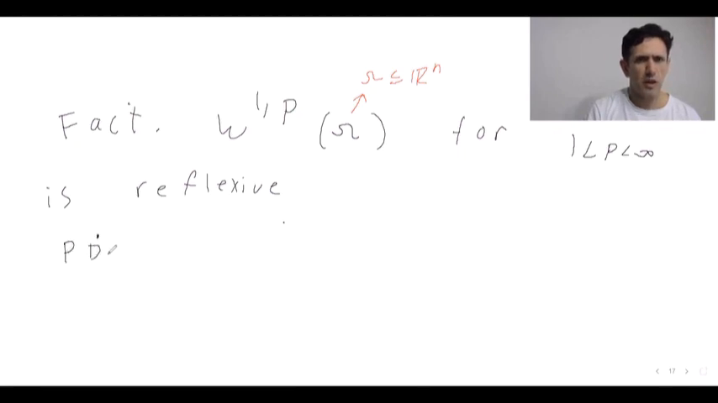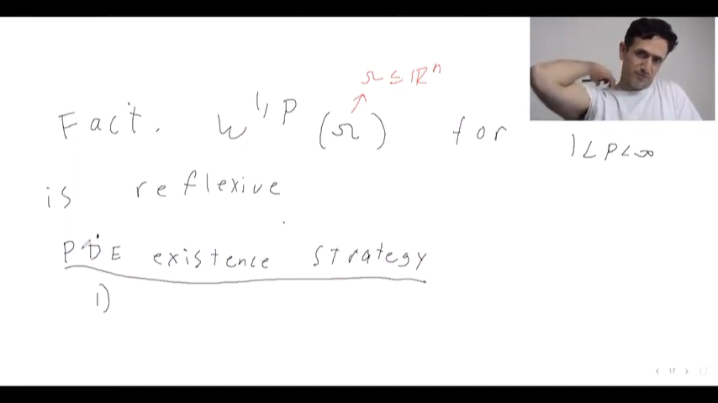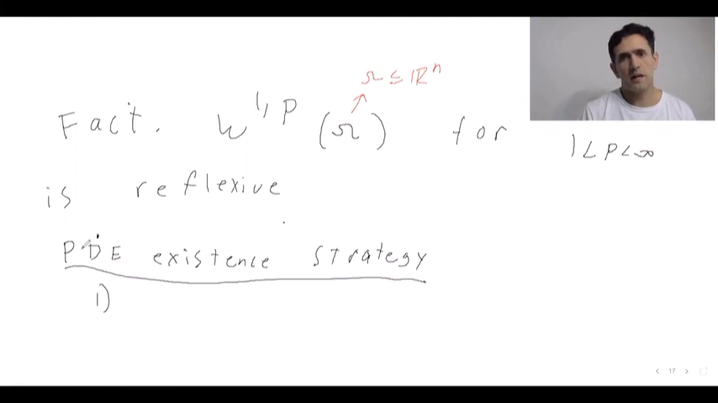So this leads us to a very useful PDE existence strategy, which is often very challenging to implement. It usually takes a lot of work. In particular, you can see this existence strategy at work in Lawrence Evans' PDE book. So the strategy is as follows, and this works if you want to prove a numerical algorithm converges, or if you want to prove the existence of a solution to a calculus of variations problem.